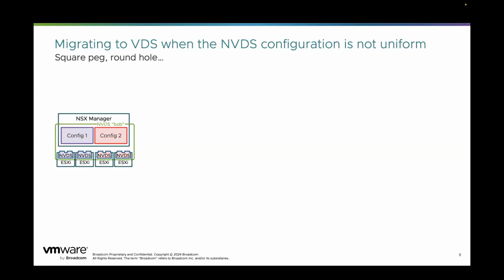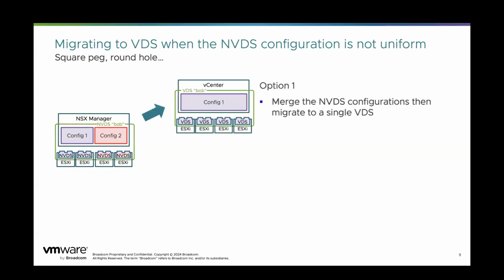Well, you have two choices, and that's basically everything you'll have to work on during the migration. Option 1 is that you're going to merge the configuration of NVDS Bob so that it's a consistent configuration, and then you have a one-to-one mapping between your NVDS and the VDS that replaces it. That's one model, one option.